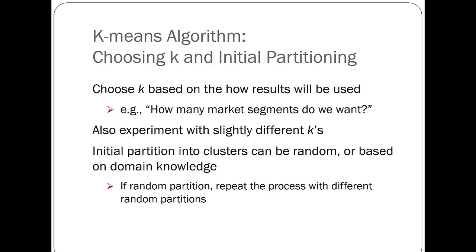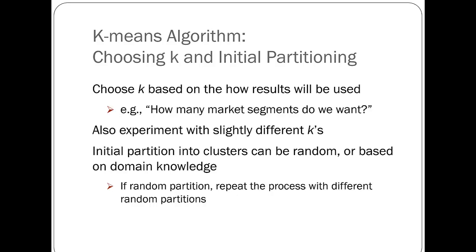So how do we pick the value of k then? Well, there's a couple ways we can do it. We can go into it with a preconceived notion of how many segments we want there to be, market segments, for example. We could also experiment with the different k's and look at the outcomes.